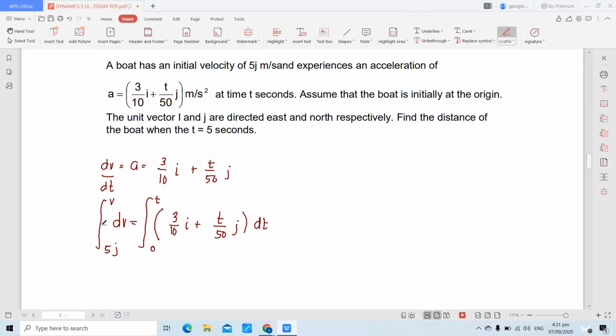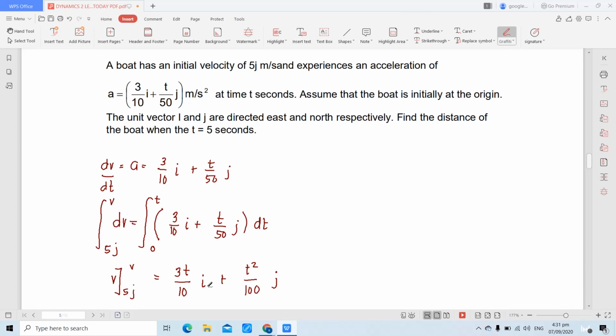Apply now the integrals. What is the integral of dv? Napakadali. V, from 5j up to final velocity v. What is the integral of 3 over 10 dt? Since yun ay constant, that will become 3t over 10. And then, include variable of vector i plus. What is the integral of t over 50 dt? So that is t squared over 2, may 50, t squared over 100. And then include or indicate variable vector j.